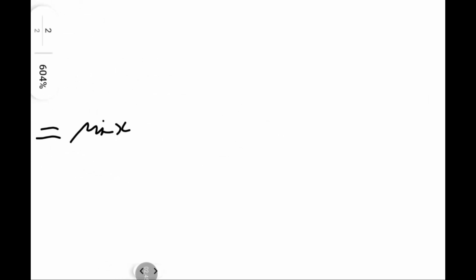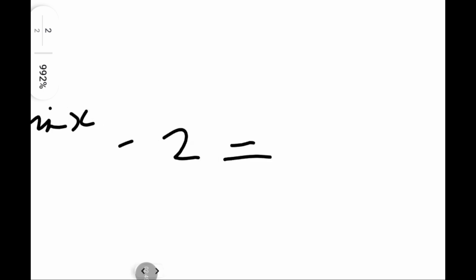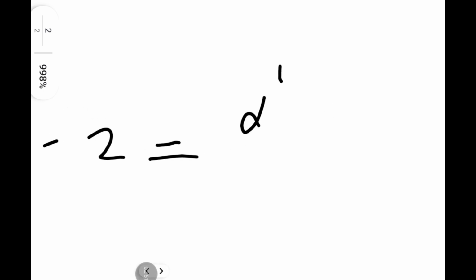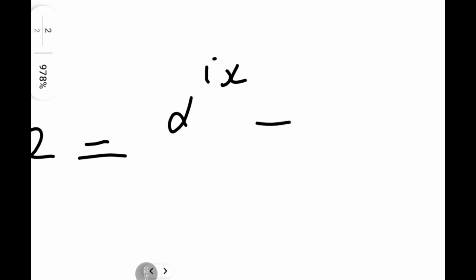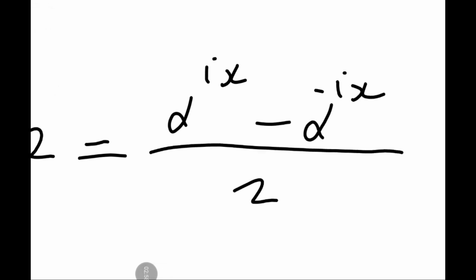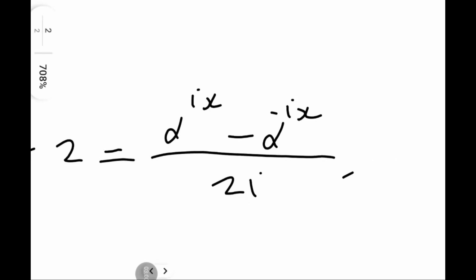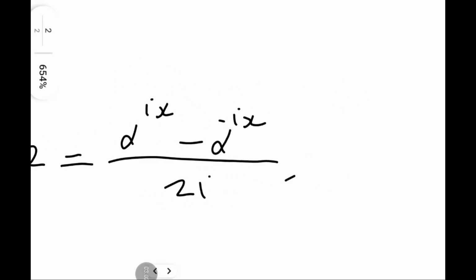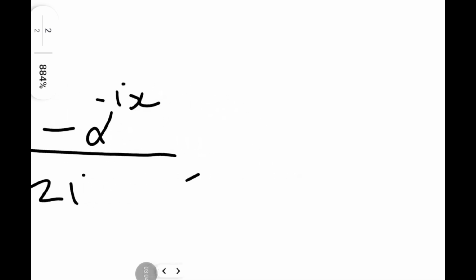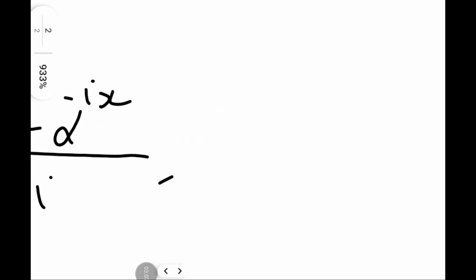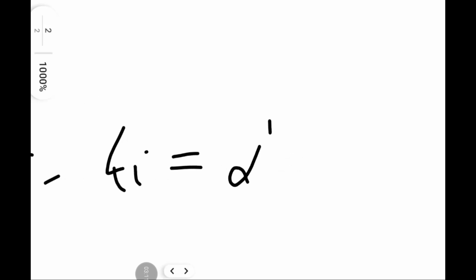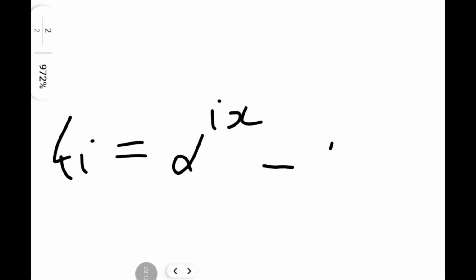So what we can do: 2 is equal to e to the power of ix minus e to the power of minus ix over 2i. You get into this format here. And then you can very easily times both sides by 2i. And when you times both sides by 2i, you're going to have 4i equals e to the power of ix minus e to the power of minus ix. So you have it in that format now.